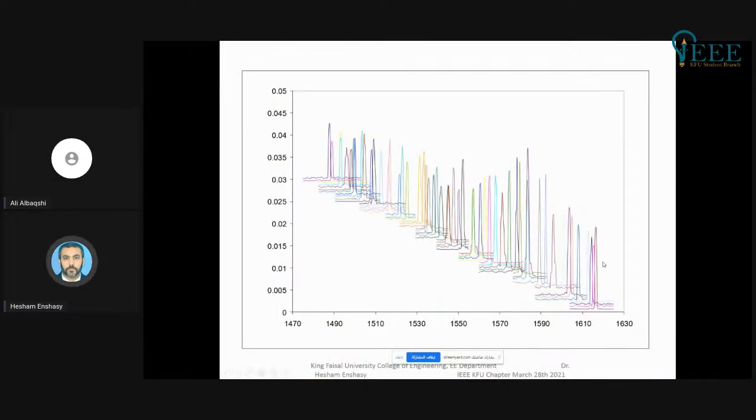This is a laser tuning curve that we did experimentally at McMaster University. And you can see here we tuned it from 1490 up to 1610, which is about 120 nanometer, which is a very wide range of tuning using one single laser. This range of tuning is very amazing compared to the available research around the world.